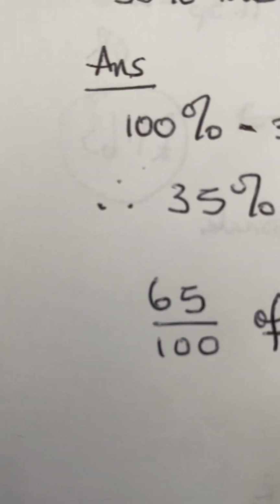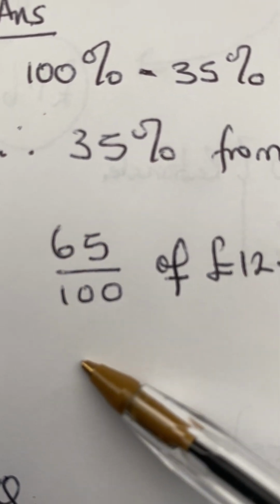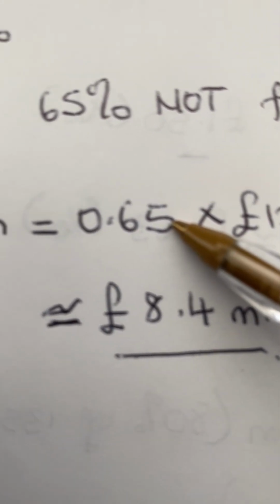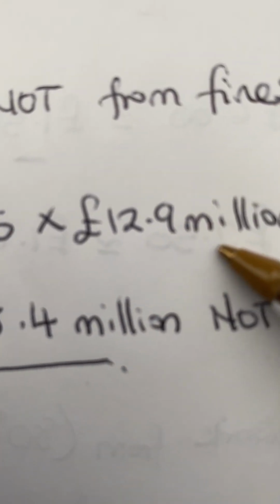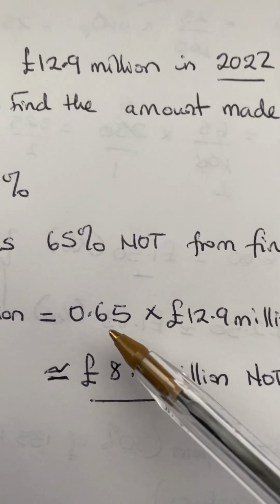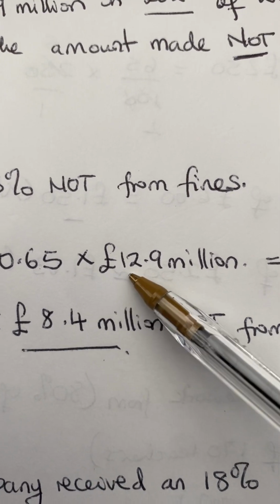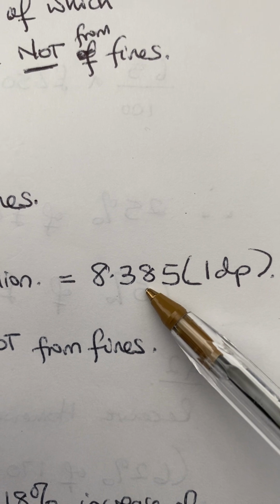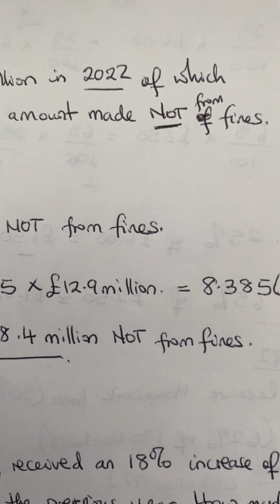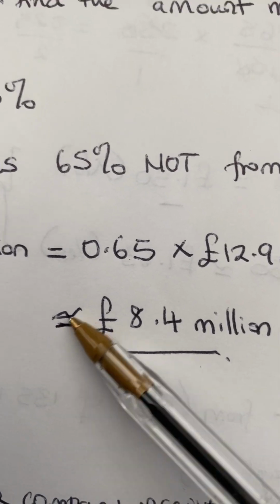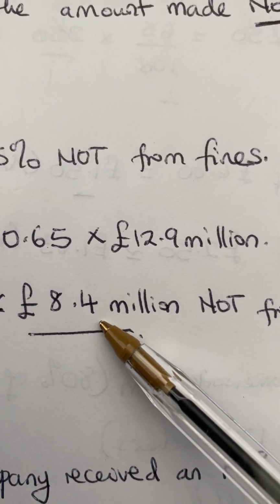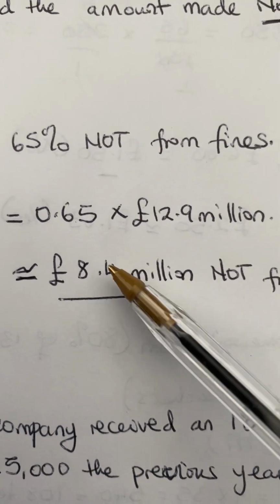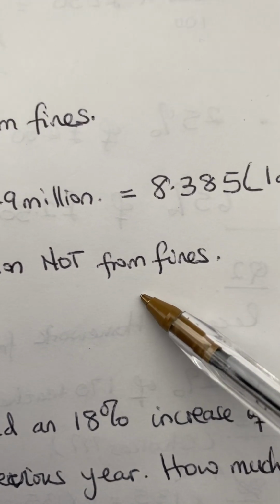12.9 million. Now powers of 10 again. So this straight away gives us 0.65 times 12.9 million. Now if you put 0.65 times 12.9 million, it will give you 8.385. To one decimal place, it will give you approximately 8.4 million pounds. So this is approximately the amount they made not from fines.